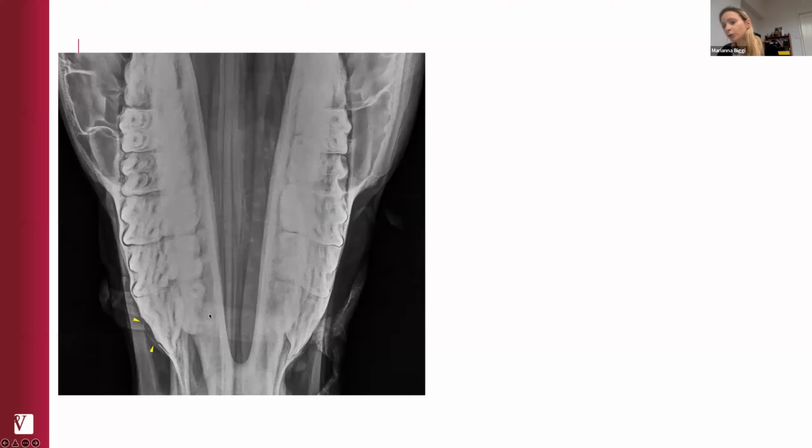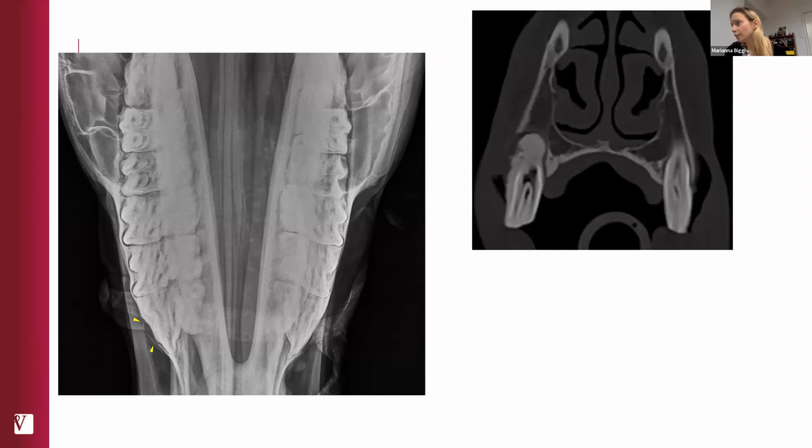The DV view I found very useful in this particular case because you can see that there is lysis of the maxillary bone and lucency around the mesial roots of the 06, as we suspected on the oblique views. This horse did undergo CT, and we can see that actually the exact same changes are seen on CT. There is marked abnormality of the tooth roots with lysis of the maxillary bone and the alveolar bone suggestive of infection. There is gas, which we now can confirm is within the pulp.